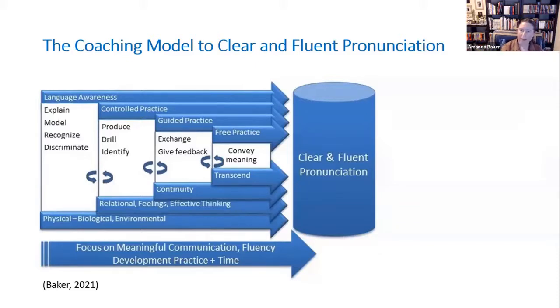Feelings, emotions come into play. Does pronunciation have an impact on a student's perception of their own self-identity? That can have a role to play here as well. And then effective thinking, which is more about the cognitive factors, how they understand pronunciation or a feature of pronunciation, for example. And so all of this together, it feeds back on each other, and they switch back and forth between different parts, the pedagogy, the coaching, and all of this is to achieve ultimately, over time, clear and fluent pronunciation. Switch, please.